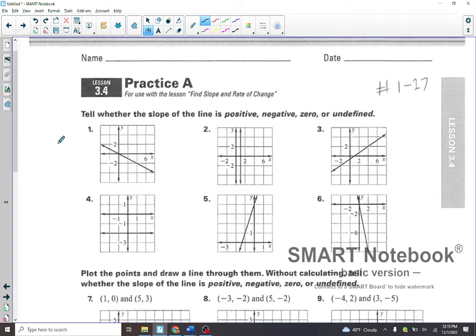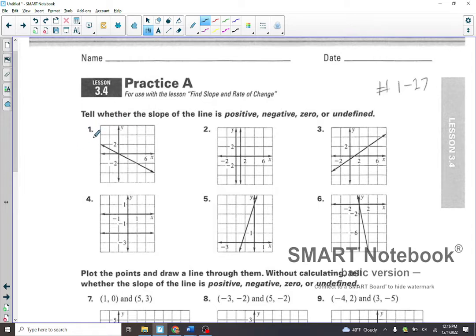3.4. Slope. All right. This one popped up here. Oh, here it is. It just says 1 through 27. On the back is the continue. All right. Number 1.